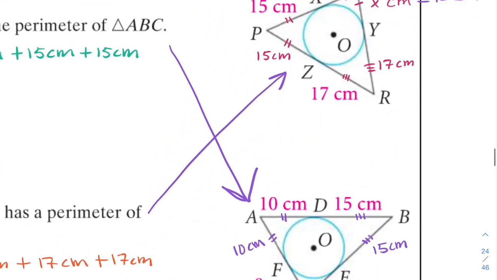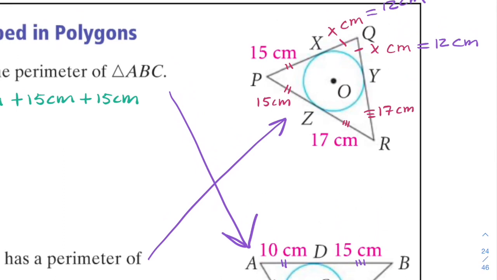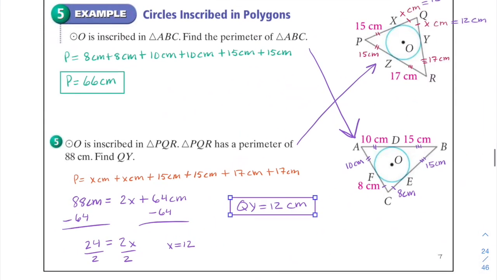All right, a good way to check, just add them all together again. 12 plus 15 plus 17 times 2. I get 44 times 2, and that's 88. So I did everything correctly there.